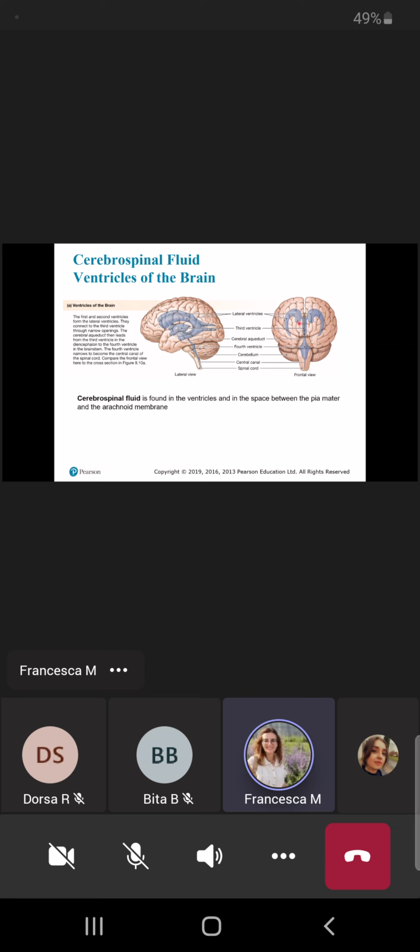So these are the regions where the cerebrospinal fluid can be found: in the ventricles and in the space, as we said, between the pia mater and the arachnoid membrane, into the subarachnoid space. These structures are filled with cerebrospinal fluid. So we have two lateral ventricles, a third ventricle that connects the two lateral ventricles, and then the fourth ventricle in the brain, and the central canal that moves inside the spinal cord.